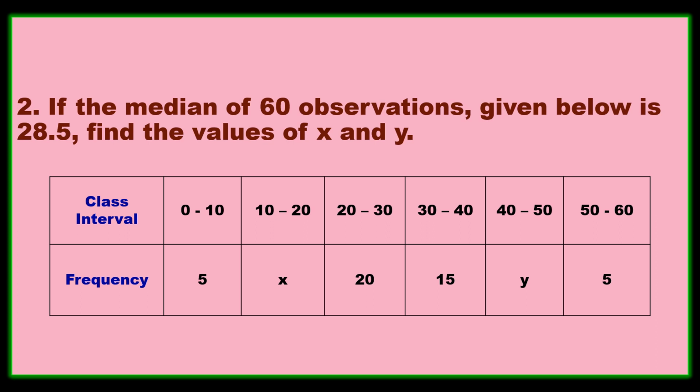So here is your second question. The median of 60 observations given below is 28.5. Here he gave 60 observations, that is equal to n. We have to find the values of x and y, the missing frequencies. Always remember, whenever the frequencies are missing, whether it is a mean or median question, its value will be given. In a mean question, the mean value will be given. In a median question, if frequencies are missing, you will be given the median value. And n is also given, because the median problem is completely based on your n value.